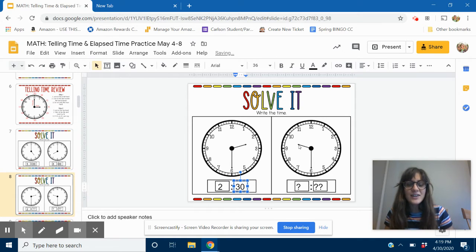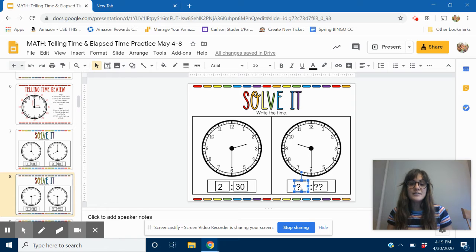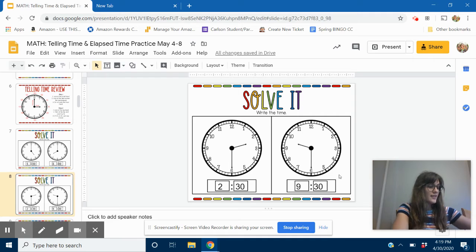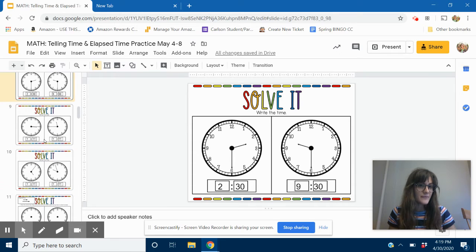All right, and here you can see the hour hand is pointing in between the 9 and the 10. It has not yet reached the hour of 10, so our hour is still going to be 9. And our minute hand is pointing to our 6 again, and I know from the last clock that that means the minutes would be 30. So 9:30 is the answer for that one. 2:30 and 9:30. Let's move on to slide number 9.